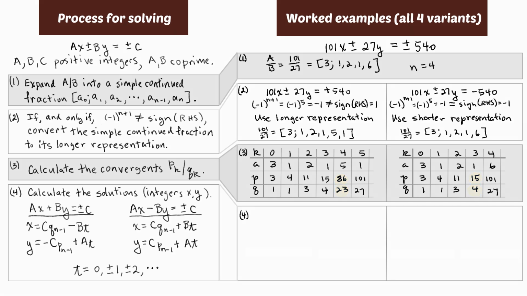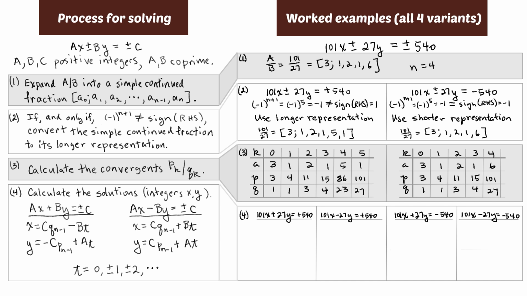In step 4, we write expressions for x and y, the integer solutions to the equations we're solving. For each equation, we'll use one of the 2 sets of generic expressions for x and y. Either this set for ax plus by equals plus or minus c, or this one for ax minus by equals plus or minus c. So we'll get 2 paths on each of the paths we already have. Over here, we get 101x plus 27y equals positive 540, and 101x minus 27y equals positive 540. And in this one, 101x plus 27y equals negative 540, and 101x minus 27y equals negative 540.